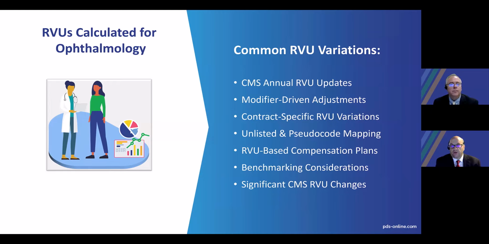They may want some contract specific variations, pseudo codes, unlisted codes. Those are big ones where those may not be in CMS tables, and so the practice has to assign those and map those in. In addition to that, they may be using benchmarking services, which calculate RVUs a little bit differently. They may have compensation plans that calculate RVUs a little bit differently. So making sure those RVU calculations are where the practice needs them. And many times what we've seen with our clients is that they utilize multiple RVU calculations in their reporting.